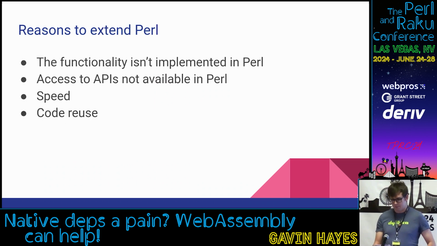Here are some common reasons you might want to extend Perl. When I talk about extending Perl, what I mean is not just integrating a module from CPAN, but integrating a library from another programming language. The main reasons you might want to do this are: the functionality isn't implemented in Perl, access to an API is not available in Perl, you want a faster implementation than what's possible in Perl alone, or code reuse. You might have code already written in a different programming language and want to use it in Perl without rewriting it.